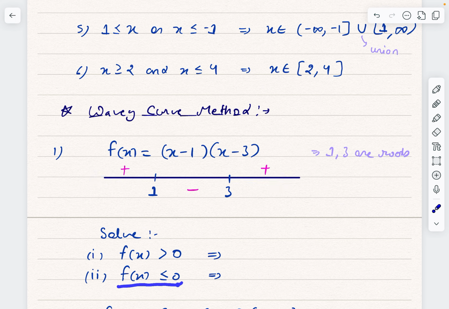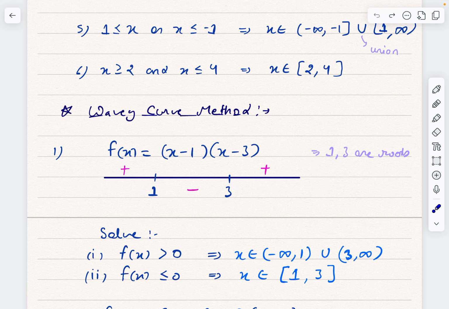Next, f(x) less than or equal to 0 means negative or 0. Where is it negative? Between 1 and 3. Where is it 0? At 1 and 3. So the final answer will look like this. For greater than 0, it will be minus infinity open to open 1 union open 3 to open infinity. For f(x) less than or equal to 0, x belongs to close 1 to close 3.